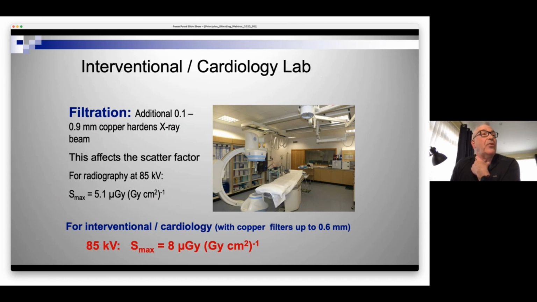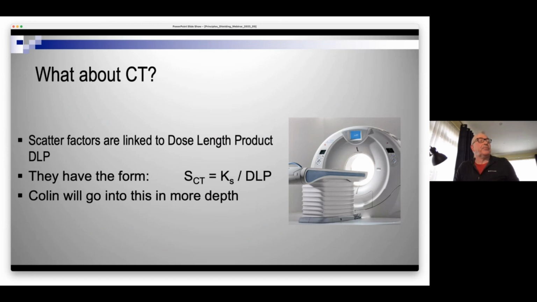What about interventional cardiology labs where we actually introduce additional copper? Well, we did similar things and identified that for interventional cardiology, the number becomes 8 microgray. So we have simple numbers. So I say, you know, using science to generate an art almost. Okay, so that's where we are.